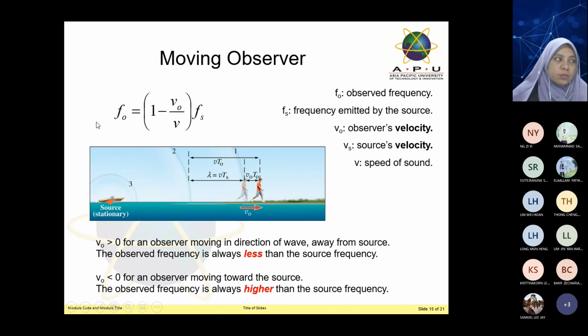Moving observer: Fo equals (1 plus Vo per V) times Fs. Fo is the observed frequency. Fs is the frequency emitted by the source. Vo is the observer's velocity, Vs is the source velocity, and V is the speed of sound.